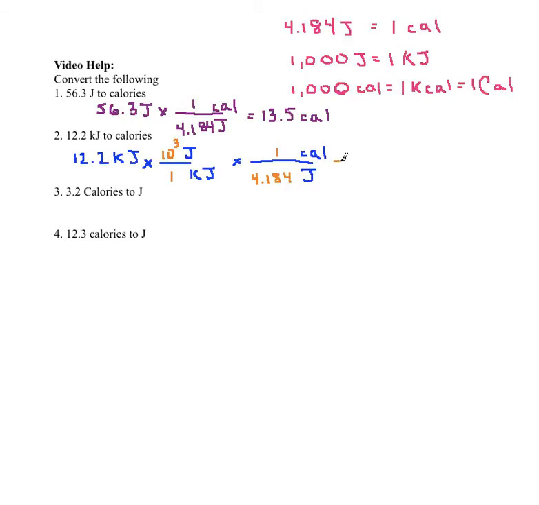Again, I want 3 sig figs, so I got 2,915.8. That's going to end up being 2,920. My units are cals. Okay. For the next one, I have big calories.